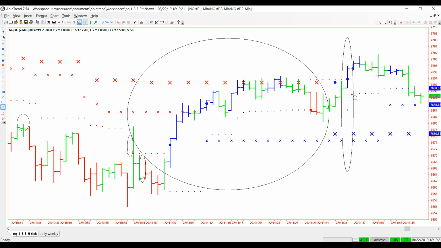So we're going to get long over here, and we're going to lose 7, 8 points on this trade, because eventually it comes back down, and we would hit our stop, which would be right there.